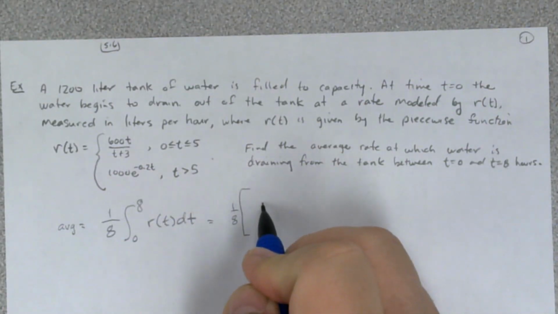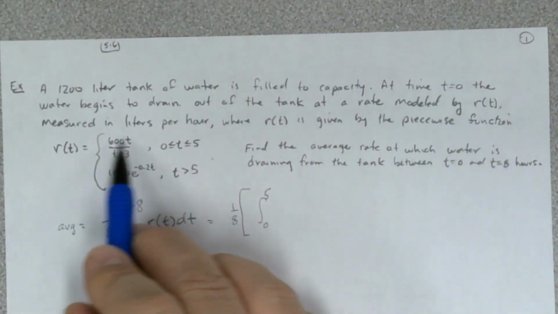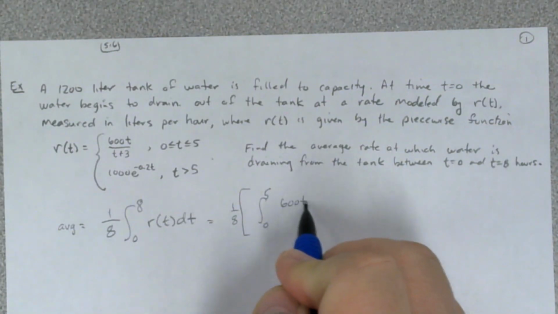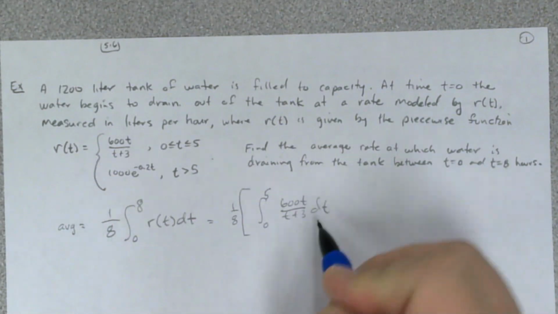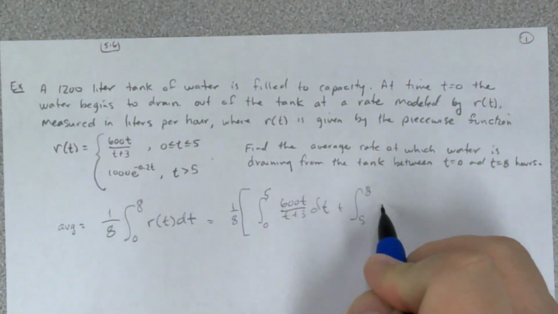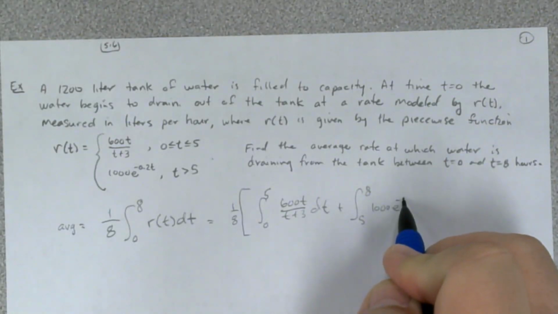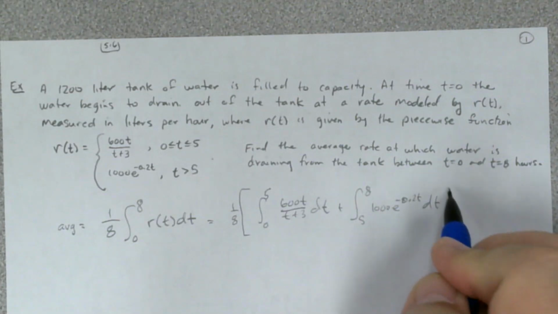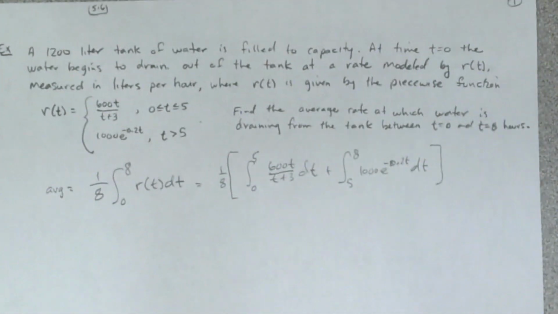The first one's going to start from 0 to 5, and we're going to use this one right here from 0 to 5, 600t over t plus 3 dt, and then to that we're going to add the other one from 5 to 8, and we're going to use the 1000 e to the negative 0.2t dt. So that's our setup right there, and at this point we use a calculator to help us address this issue.